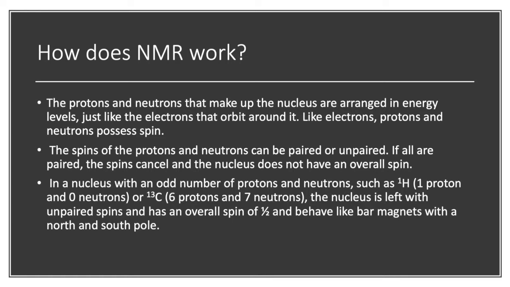But if you have a nucleus with an odd number of protons and neutrons, such as hydrogen 1 or carbon 13, then we have a nucleus which is left with unpaired spins, and those nuclei have an overall spin of a half. And this means they behave like bar magnets with a north and south pole. Now, just because a nucleus is NMR active does not mean it has to have a spin of a half. It can have far more complicated spins, but we will just be looking at protons and neutrons.